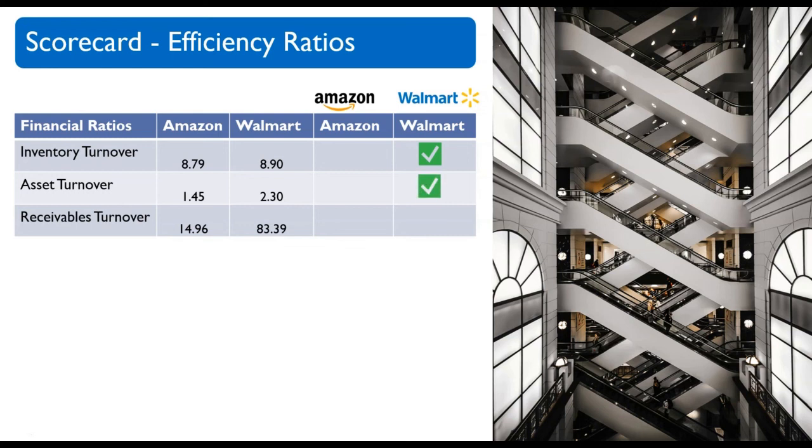And last, we saw a receivables turnover ratio of around 14.96 for Amazon versus 83.39 for Walmart. So again, Walmart takes the advantage for the receivables turnover ratio. So to summarize this section, we can see that Walmart has better efficiency ratios when it comes to its business.